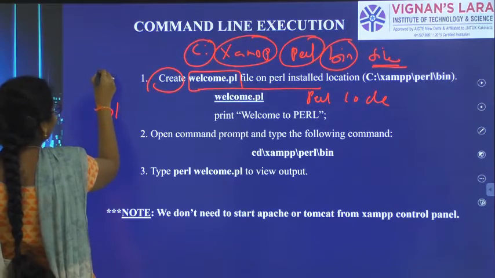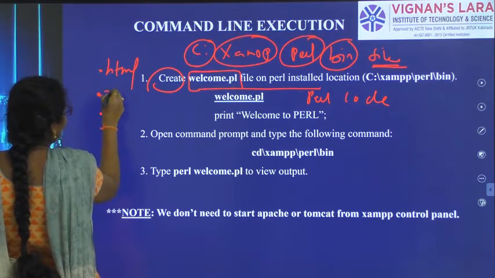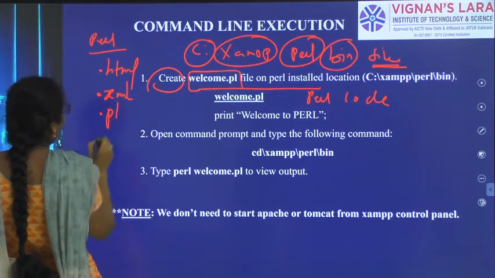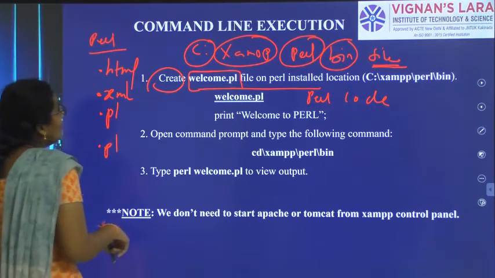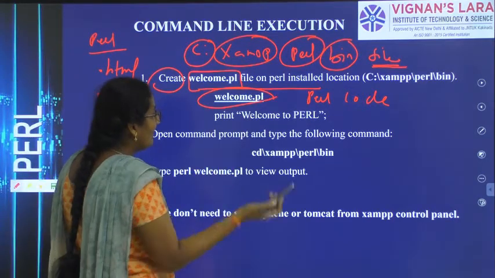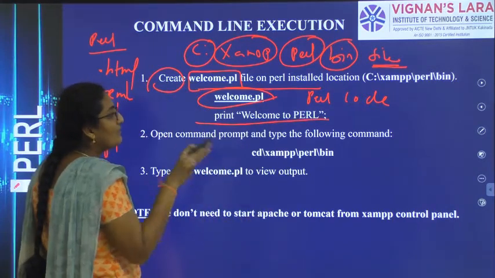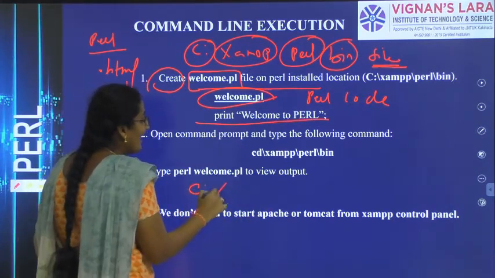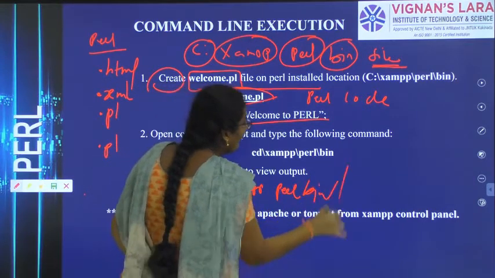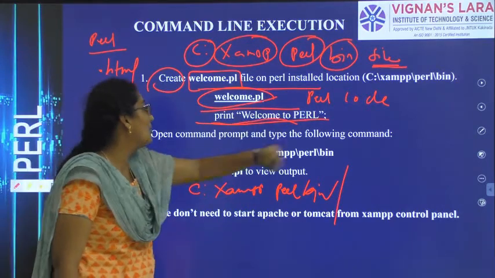If we are working with HTML, extension will be .html. If you are working with XML, extension will be .xml. Since you are working with Perl programming, extension will be .pl. So you want to create a file called welcome.pl. In that file you should have the welcome to Perl statement. This file should be stored in C drive, JAMP folder, Perl folder, bin.